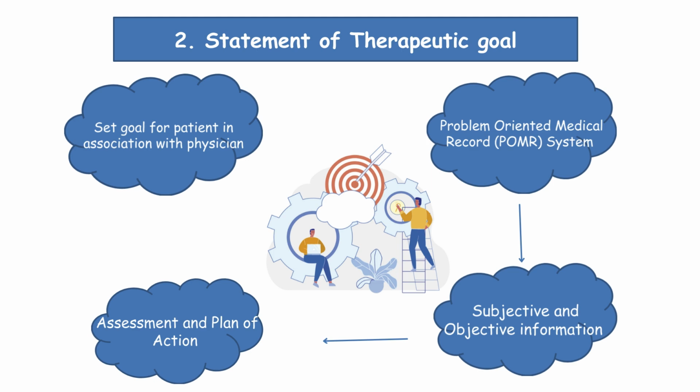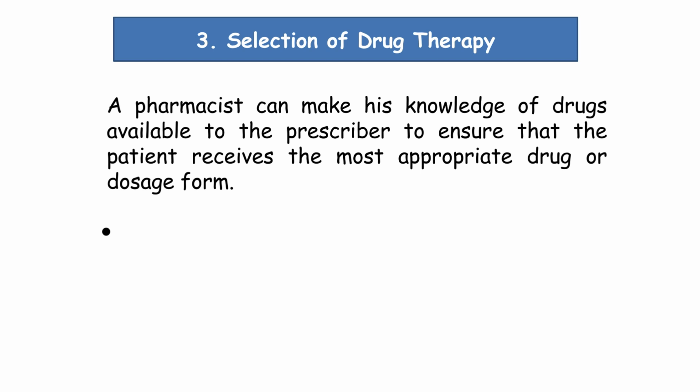Problem-oriented medical record systems are also beneficial for setting the therapeutic goal. In this system, each patient problem is approached by supplying subjective and objective information concerning it, as well as assessment of the problem and plan of action. When the goals of therapy have been well established and defined, then orderly progress of the monitoring process can proceed.